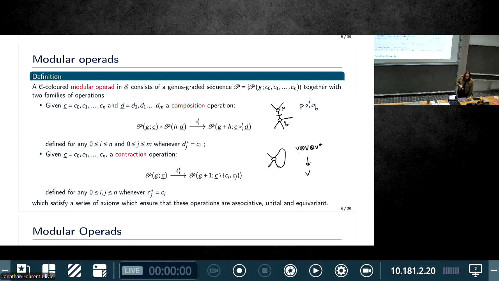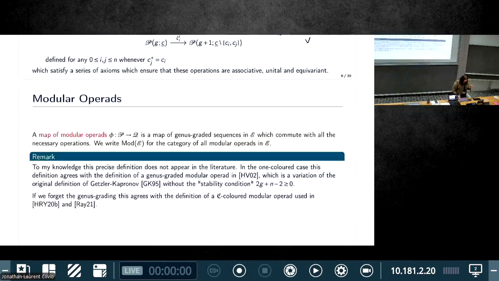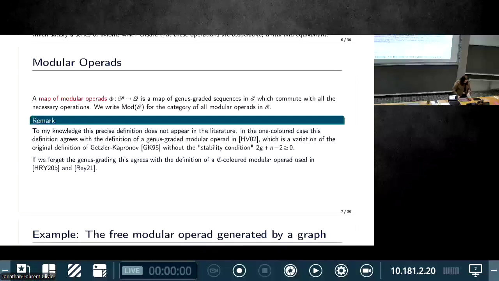And these satisfy a series of axioms. Basically, I want both of these things to be associative, strictly, unital, sometimes, and equivariant, so that I can commute all of the labels. I've given you a few lists of where you can find these.